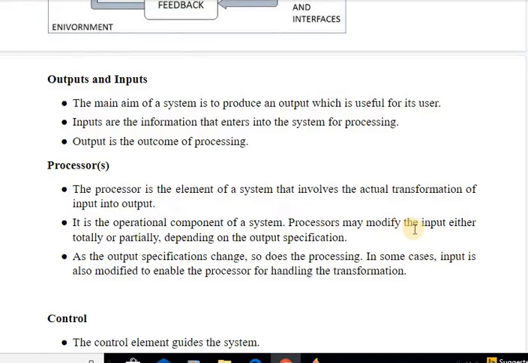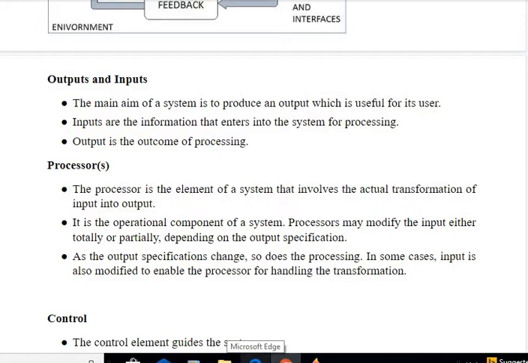Processor can change the input partially or totally, but that also depends on the output specification or the expected output by the user. As the output specification changes, so does the processing also, and in some cases input is also modified to enable the processor for handling the transformation. Like if you want to change the output specification, then you have to change the input also, and then you have to change the logic as well.